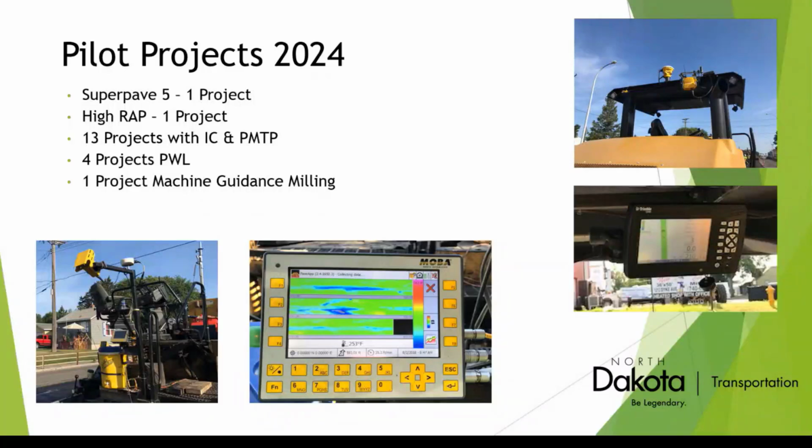2024 is another Superpave 5 project, another high RAP project, which I'm not sure where that's at, but now you see the increase to 13 projects with intelligent compaction, paver mounted thermal profiling, and 4 projects with PWL. The last one I'm kind of interested in, more because I'm a paving nerd, even though I'm retired, is called, or Tyler's title was, machine guidance milling. And so they're going to do one project. And I think this is interesting because basically milling machines have machine guidance, right? Crown and slope control, just like a paver, just working in the opposite direction.